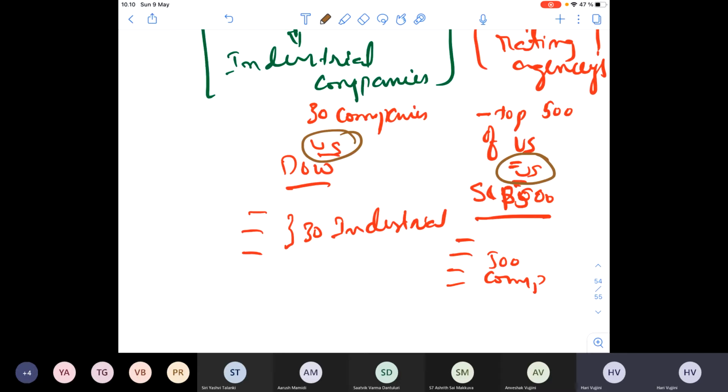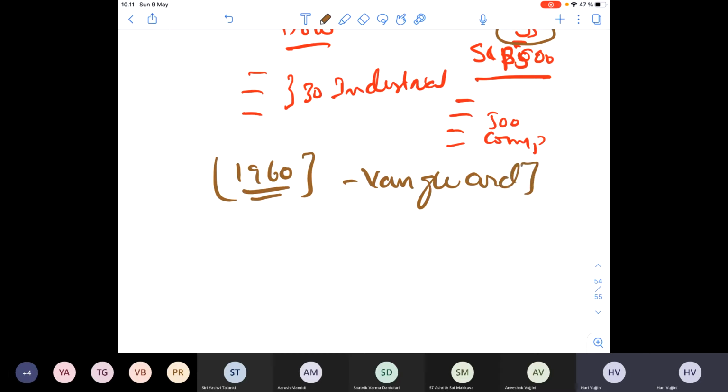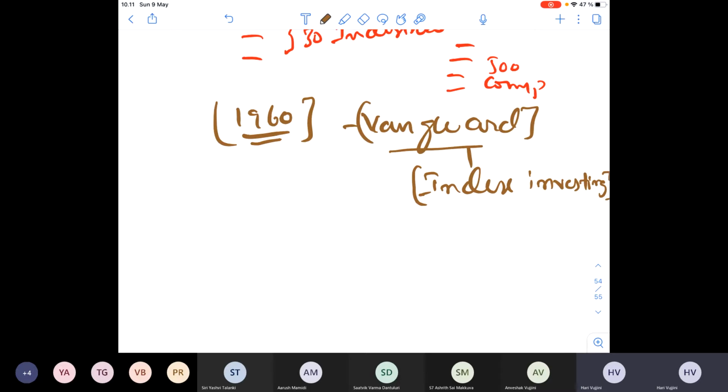They started with this kind of indexing to track the sentiment of the markets. Then in the 1960s, the founder of Vanguard, that's a company, started index investing. What the Vanguard founder realized was that index funds give better average returns compared to individuals who are investing in individual stocks.